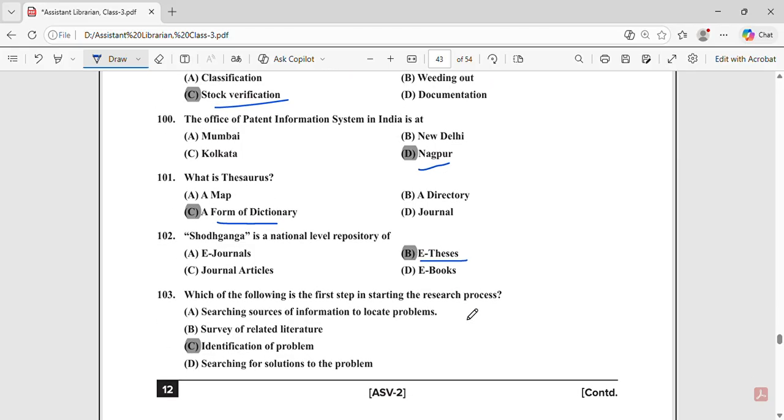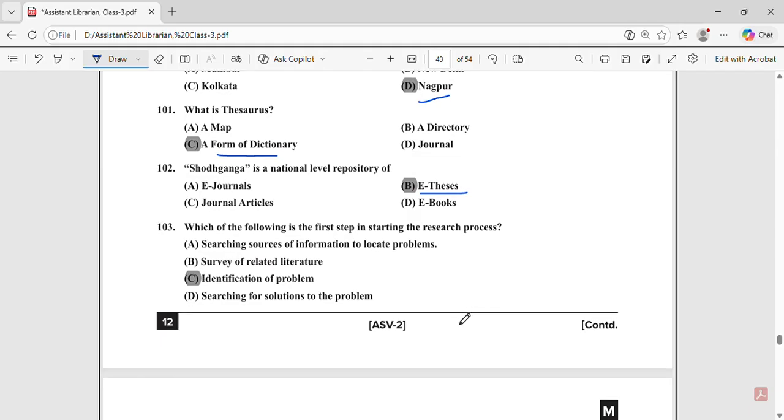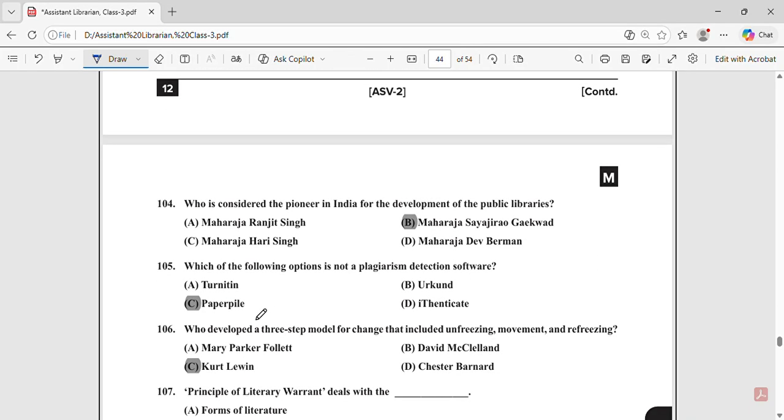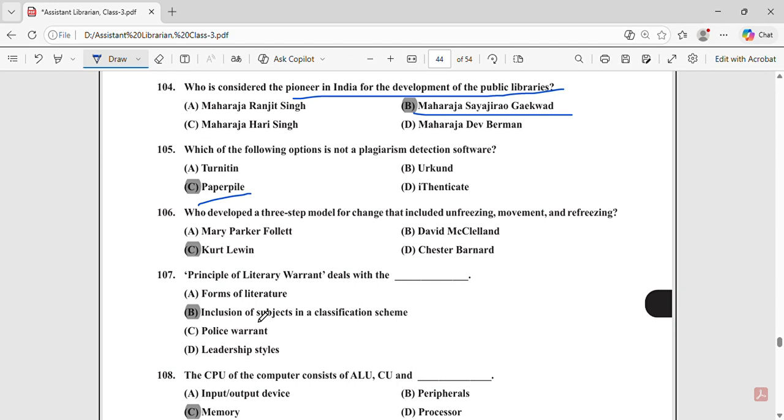What is thesaurus? A form of dictionary. Shodhganga is a national level repository for e-theses. Which of the following is the first step in starting the research process? Identification of the problem. Who is considered the pioneer in India for the development of public libraries? Maharaja Sayajirao Gaekwad. Which of the following options is not a plagiarism detection software? PaperPile. Who developed a three-step model for change that includes unfreezing, movement and refreezing?